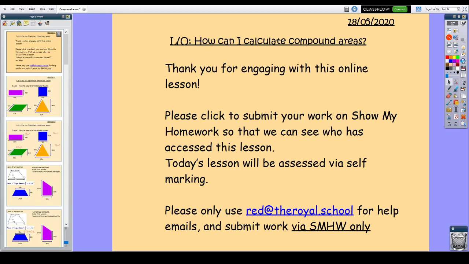So today we're going to have a look at calculating compound areas, and these are areas related to several shapes of the basic versions that we saw in our previous lesson.